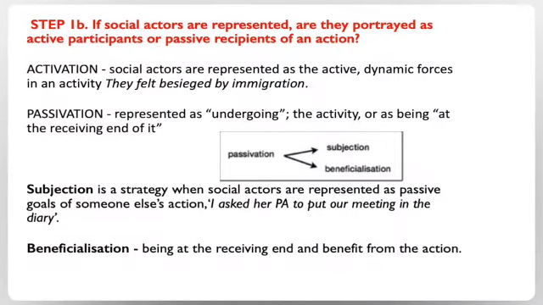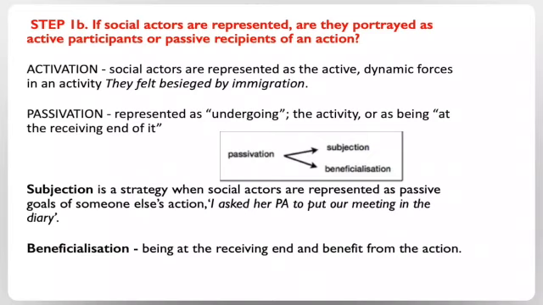Now the next one: if they are represented, are they portrayed as active or passive participants? Now, if they are represented as active, there is some sort of dynamic force.